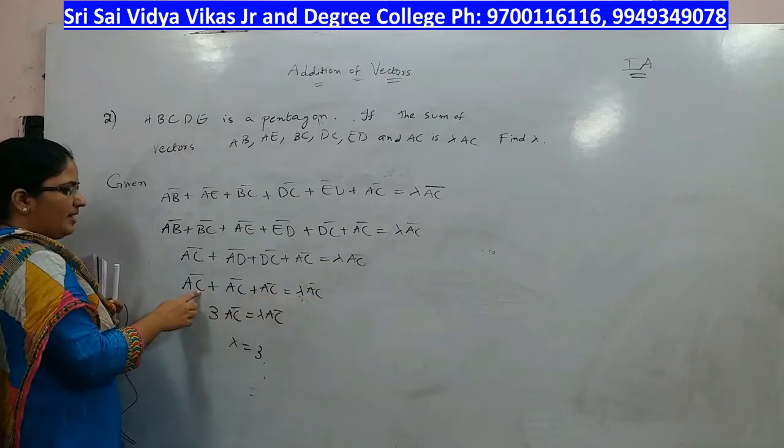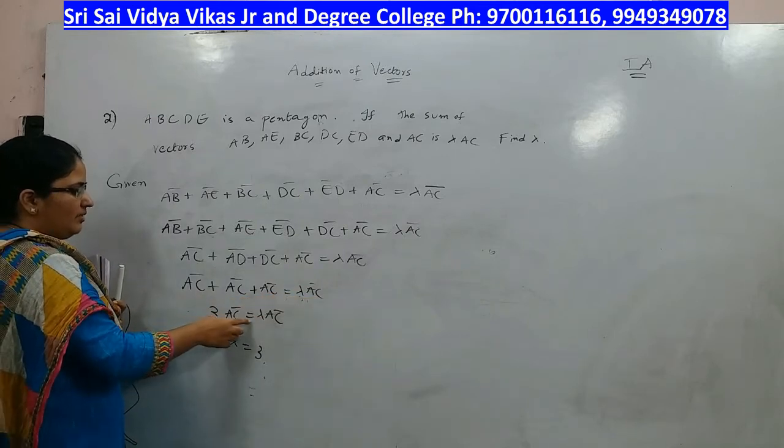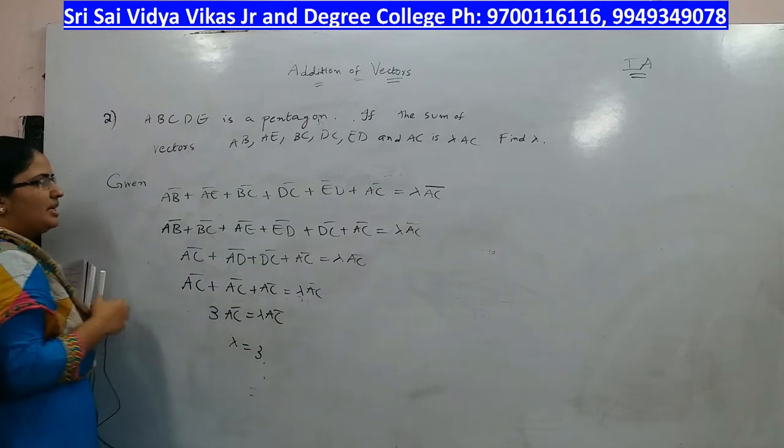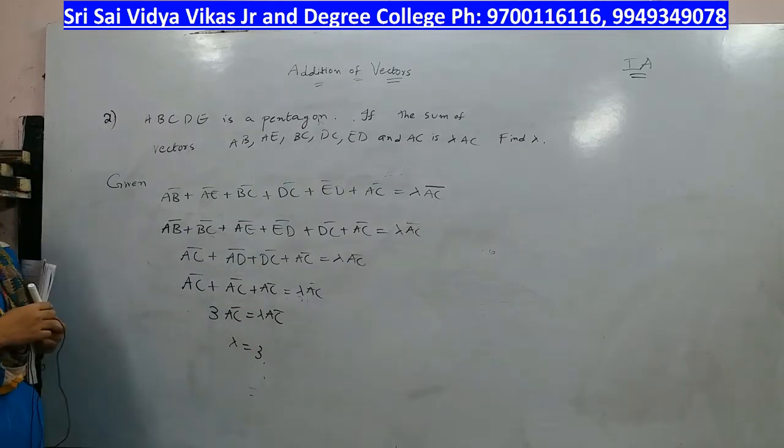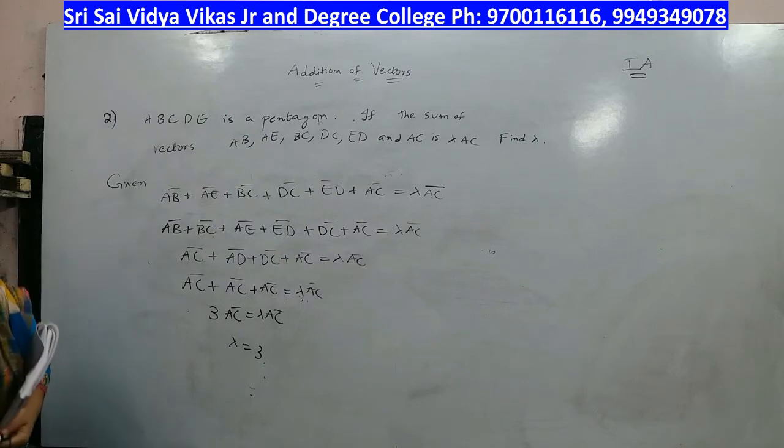How many ACs you have here? 3 ACs. 3 AC is equal to lambda AC. Lambda is equal to 3. Is that clear? Let us do the next problem.